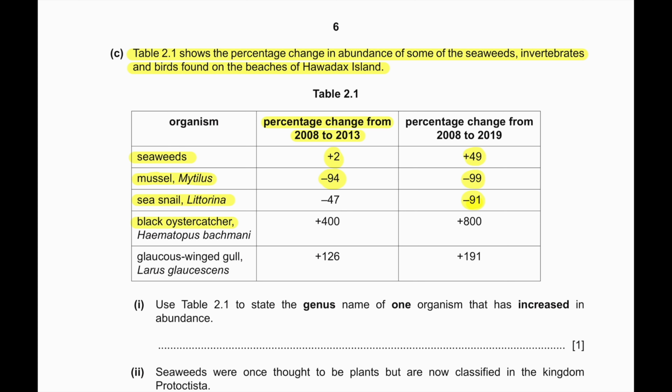Black oystercatcher, Haematopus bachmani, increased by 400% from 2008 to 2013 and then increased to 800% by 2019. The glaucous-winged gull increased by 126% by 2013 and by 191% by 2019.